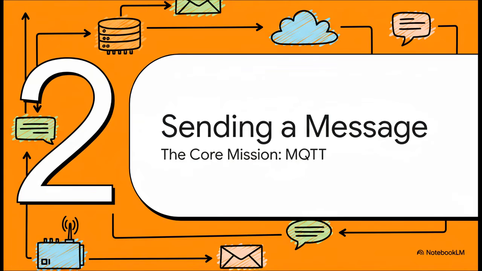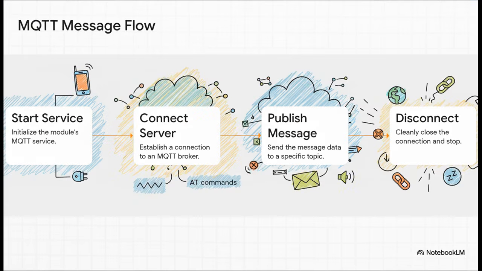The easiest way to think about it is like a super lightweight, super efficient postal service that's designed just for these kinds of small, simple messages. It's a pretty straightforward 4-step process. First, we have to start the MQTT service. Second, we connect to a server. Third, and this is the important one, we publish our message. And finally, we disconnect and shut things down cleanly. So let's just go through it one command at a time.